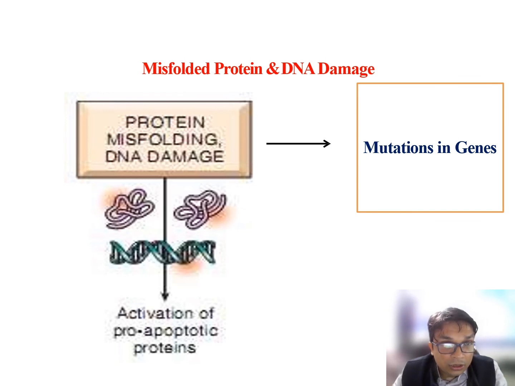Moreover, if misfolding of protein is there, or due to DNA damage, you will find activation of pro-apoptotic proteins, which results in cellular injury. And all these occur because of mutation of genes. That's why, in a number of genetic disorders, even in research, you can see that a mutation of gene results ultimately in DNA damage or misfolding of protein.